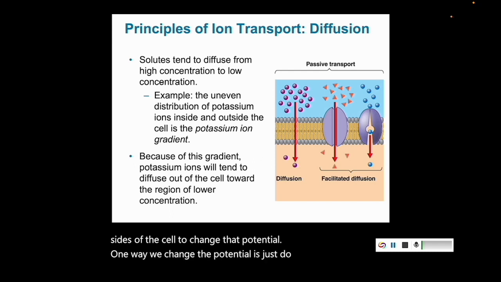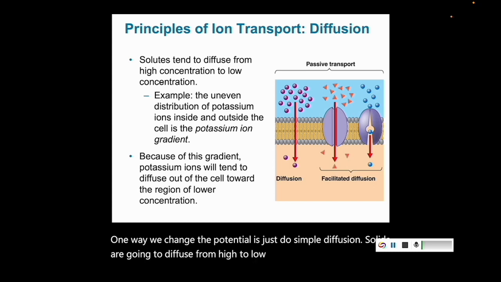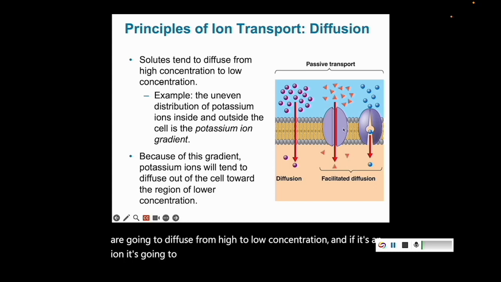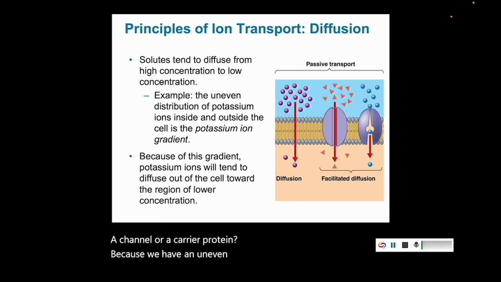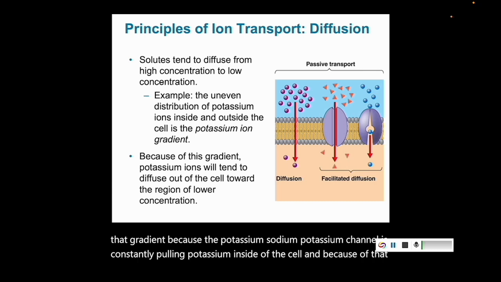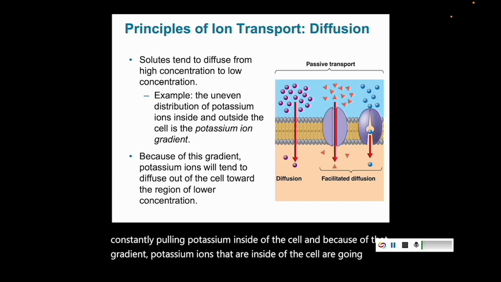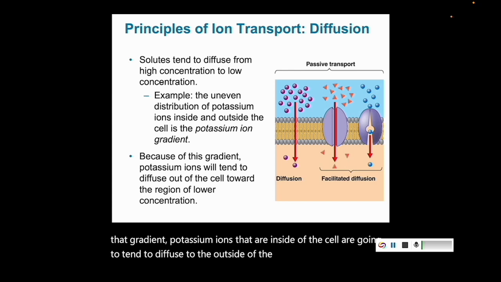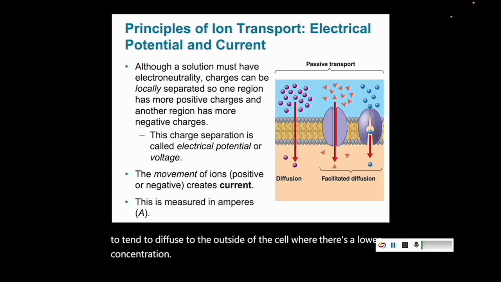One way we change a potential is just simple diffusion. So it's going to diffuse from high to low concentrations. And if it's an ion, it's going to be diffusing through a channel or a carrier protein. Because we have an uneven distribution of potassium inside and outside of the cell, that's a potassium ion gradient. And we keep that gradient because the sodium-potassium pump is constantly pulling potassium inside of the cell. And because of that gradient, potassium ions are accumulating inside the cell and are going to tend to diffuse to the outside of the cell where there's a lower concentration.